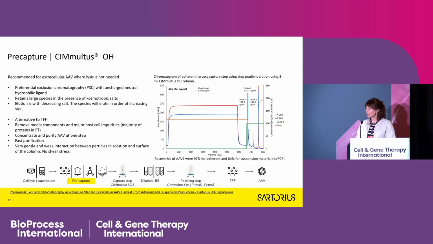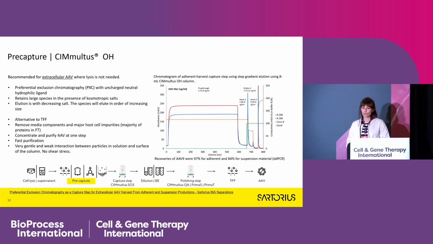So we recommend using this type of column especially for the extracellular AAVs, where the lysis is not needed, but of course it can be applied with slight changes in the protocol also for other types of materials. So there is a preferential exclusion chromatography with a really uncharged neutral hydrophilic ligand. It retains large species in the presence of cosmotropic salts. It does elute with decreasing salt, so species will elute in order of increasing size.